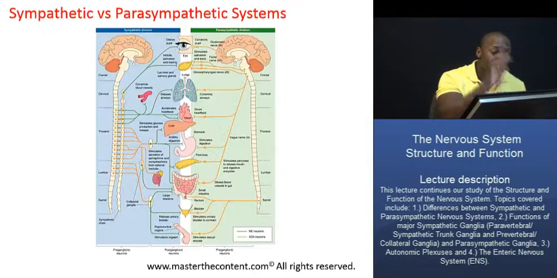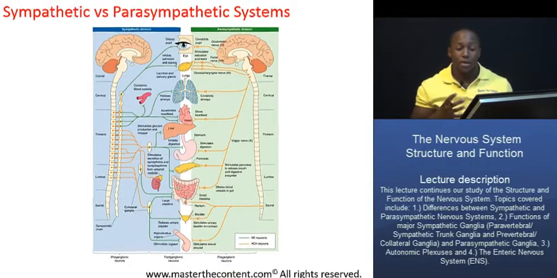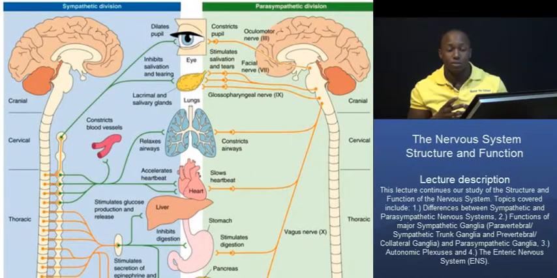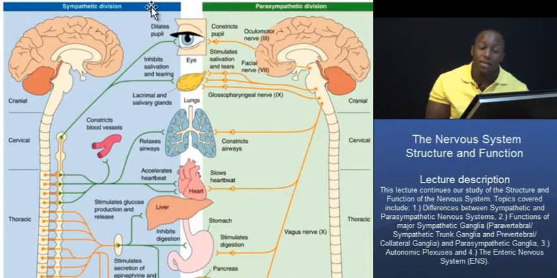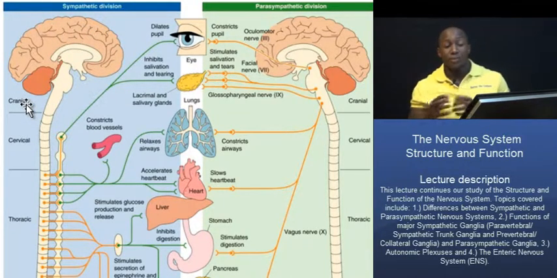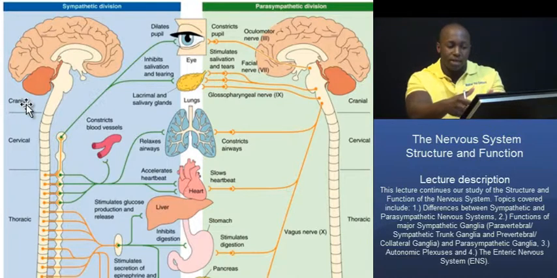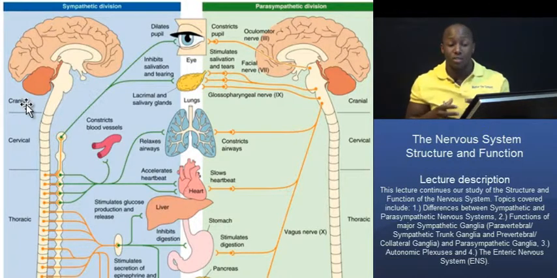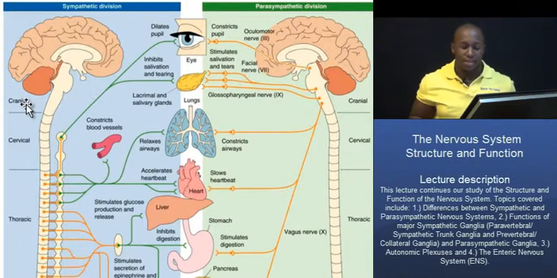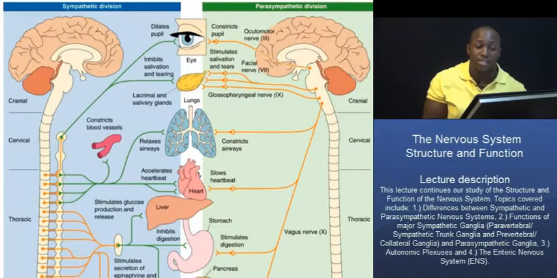Now, what I want to do next is on this slide, use a diagram to highlight some of the key differences in the responses that are mediated by these two divisions. So what we have on the left of the screen right there is the sympathetic division, the responses that are mediated by the sympathetic division. And what we have on the right in green right there are the responses that are mediated by the parasympathetic division. So we're literally just going to go right down the middle and look at some of the responses that are mediated by these two divisions and how exactly they relate to one another, so their antagonistic nature.